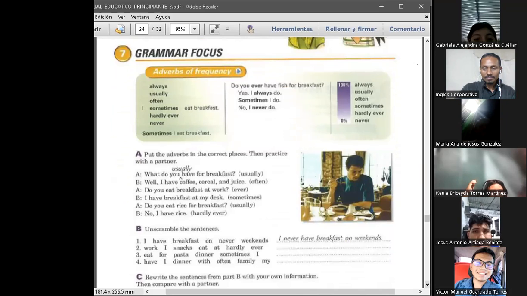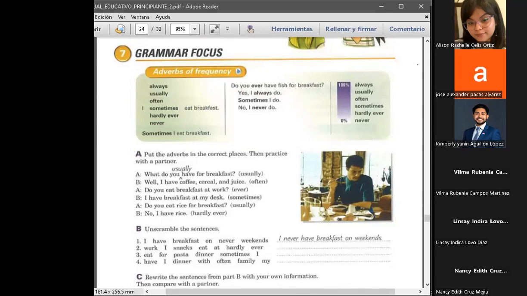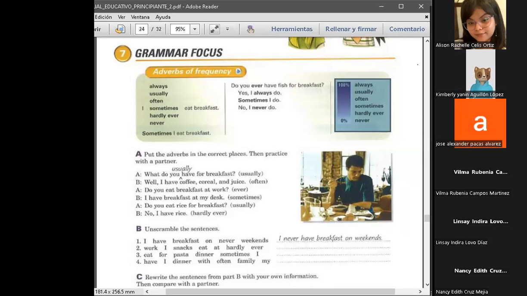Adverbs of frequency. Okay? Adverbs of frequency. We have always, usually, often, sometimes, hardly ever, never. I always eat breakfast. Okay? And there you have here a percentage. Always, 100%, okay? It means every day. And never, the opposite, okay? I always eat breakfast. I never drink soda. I usually drink chocolate. I often drink milk. I sometimes eat pupusas for breakfast.